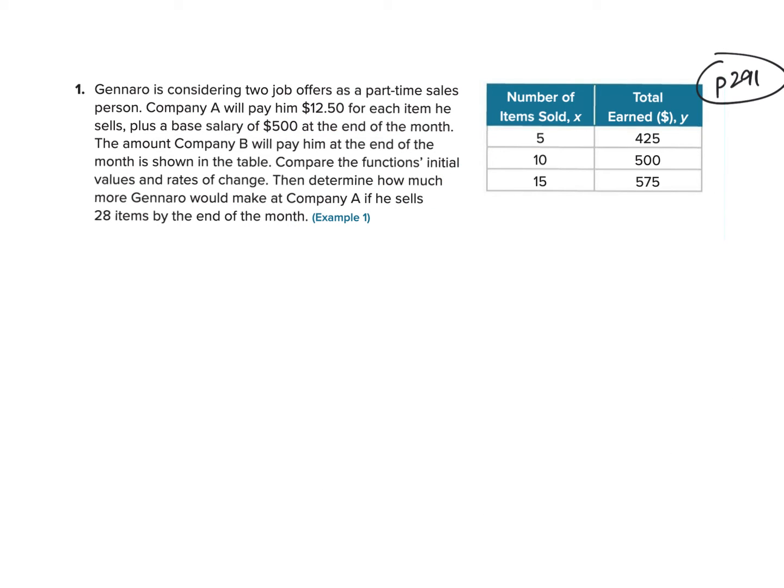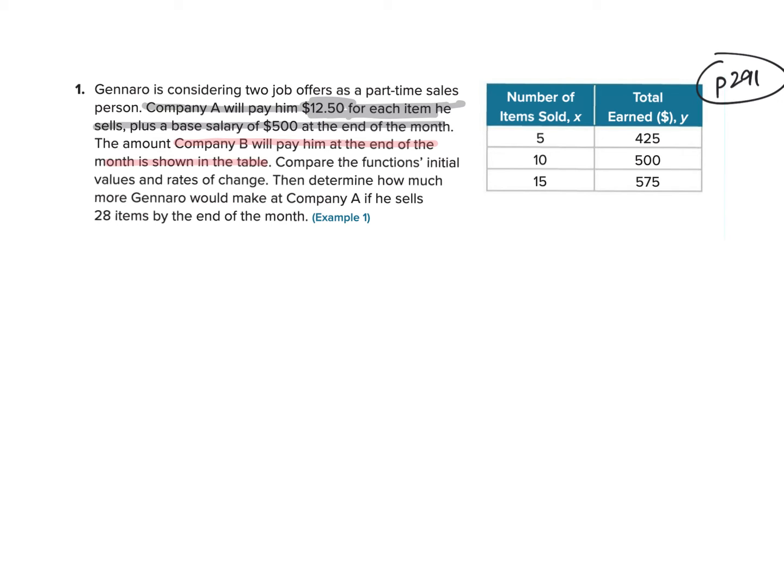All right, let's go to page 291 and try this problem. Again, you will see this on your quiz tomorrow. So it says, Gennaro is considering 2 job offers as a part-time salesperson. Company A will pay him $12.50 for every item he sells, plus a base salary of $500 at the end of the month. So he'll get that $500, plus he'll get that $12.50 for every item he sells. Okay, let's look at Company B. Company B will pay him at the end of the month. That's shown in the table.